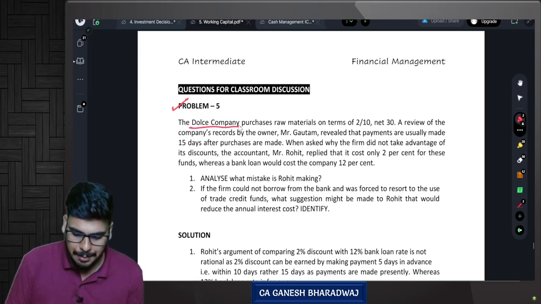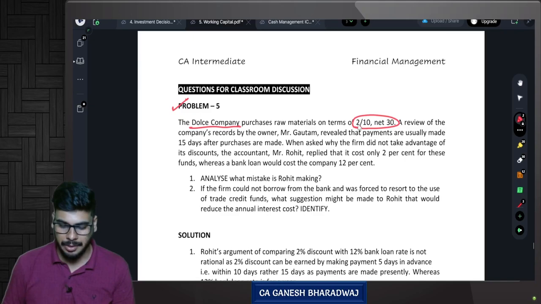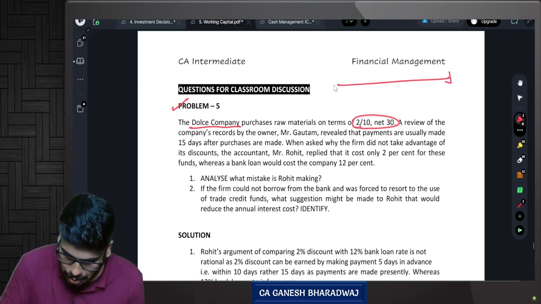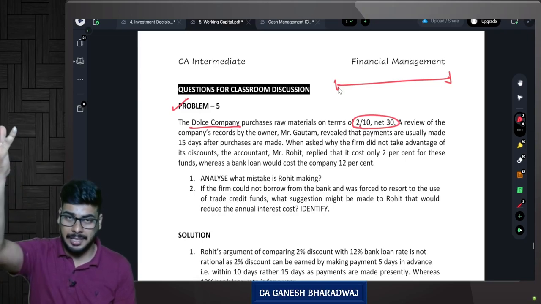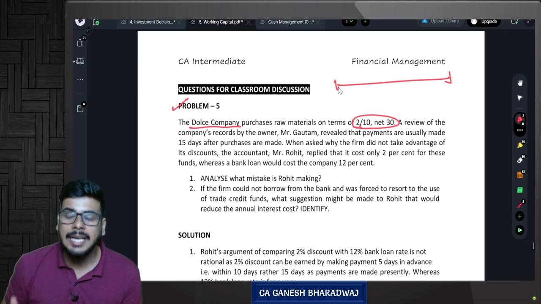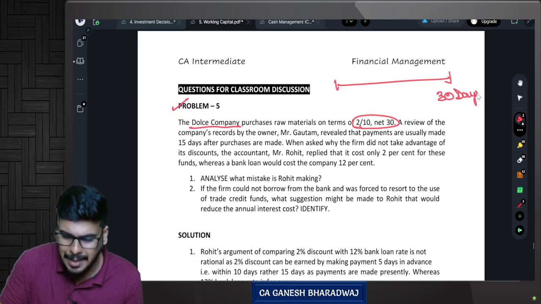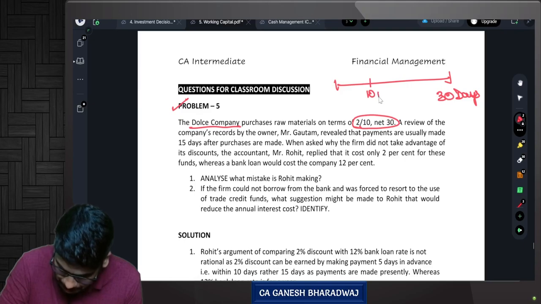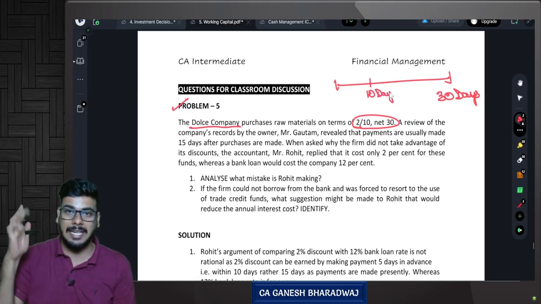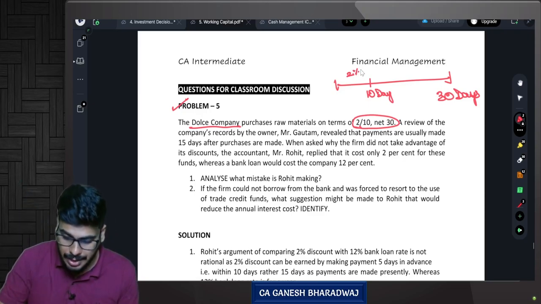The Dolls company purchases raw material on terms of 2/10 net 30. First wait, what do you mean by 2/10 net 30? Generally, the supplier is telling you, so you are the customer, and there is another supplier from whom you are purchasing the goods. He is telling you that the normal credit period is 30 days, you need to make the payment by 30 days, correct? But if you make the payment by 10 days, I will give you a cash discount of 2%. Clear with this?